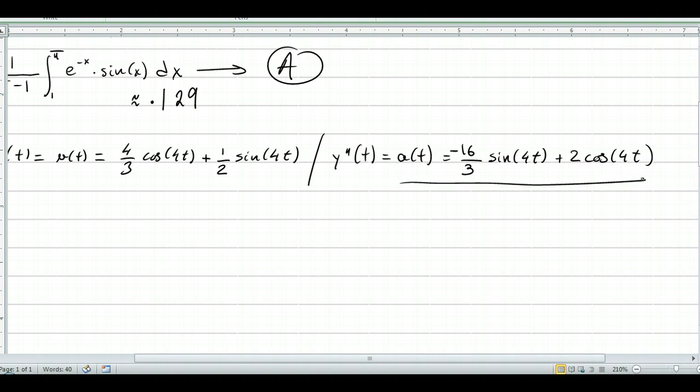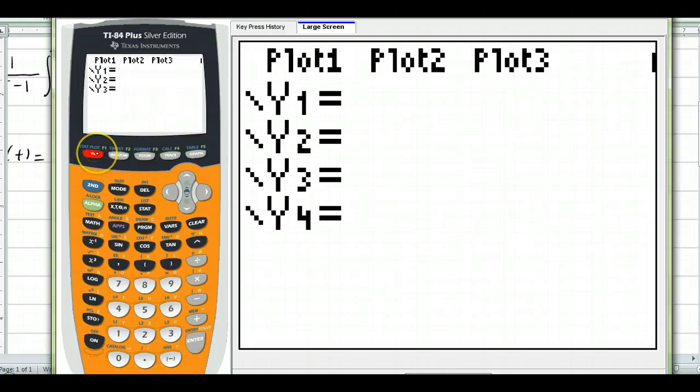Let's read the question one more time. How many times does the acceleration of the object change from negative to positive in the first 5 seconds? So when is this negative? When is this positive? Well, that's pretty simple. It's a calculator question. Let's plug this function into the calculator.